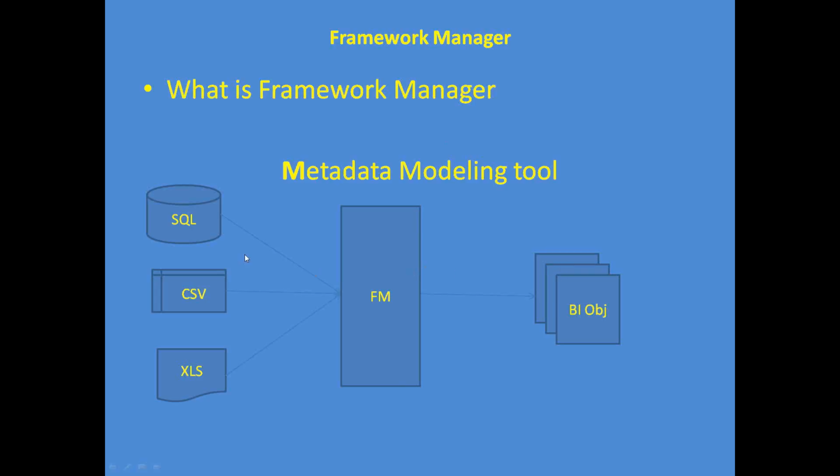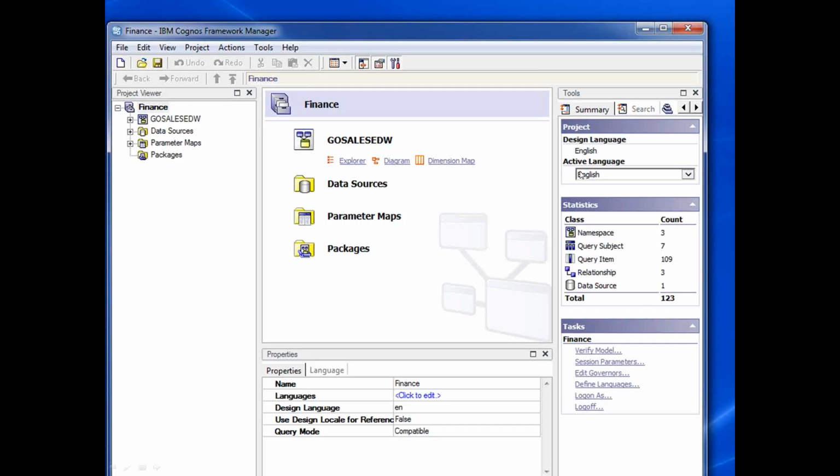So Framework Manager is a place where you create all your models, your dimensions, your relations, your fact tables, and we'll see how we'll do that. Now the question is, how does it look? This is how Cognos Framework Manager looks. When you open the tool, this is how it looks.